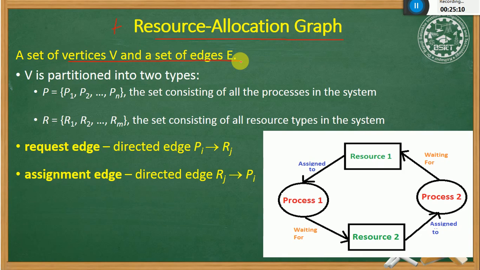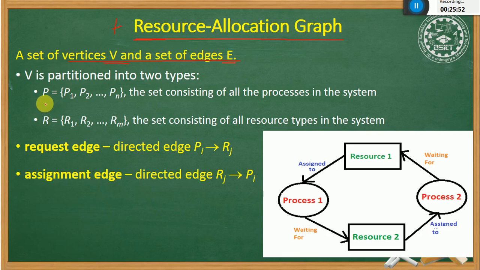It is a graph which describes the resource allocation in the system, meaning which resource is allocated to which process and which process is requesting which resource. Generally, the resource allocation graph is used to detect a deadlock. So for deadlock detection, a resource allocation graph plays a vital role. In the resource allocation graph, V are the vertices and E are the directional edges.